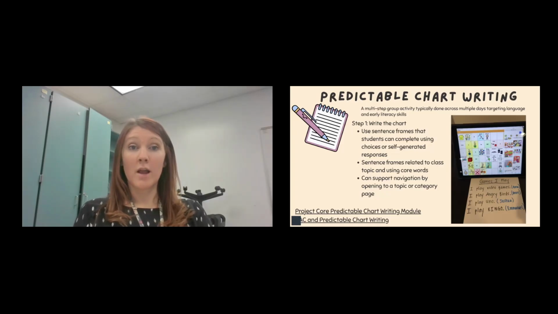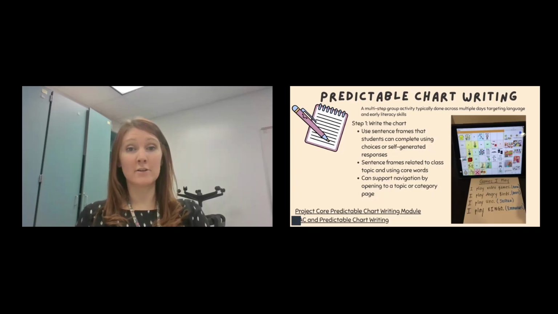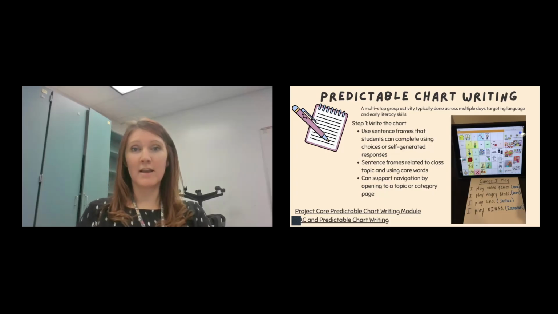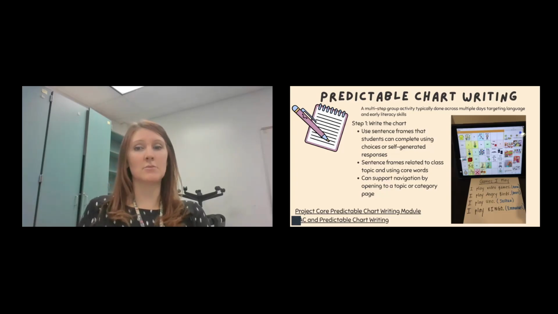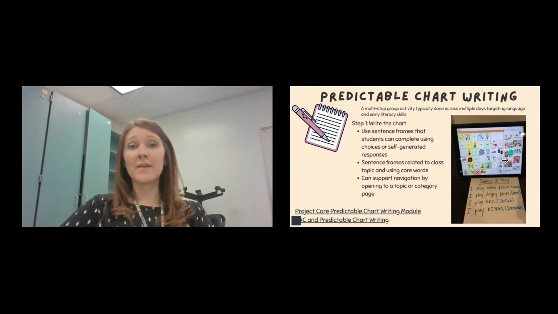If you want to work on describing words, you could do an activity. If you're reading a book about a cat, you could say the cat is, and then for some of your students, you may need to open the adjectives or description page and have them make a choice from there, or they might be able to navigate there themselves. It just depends on your student. And that's all step one is.